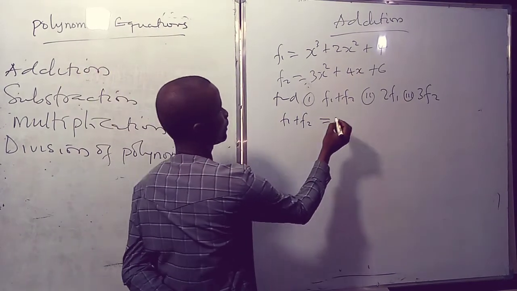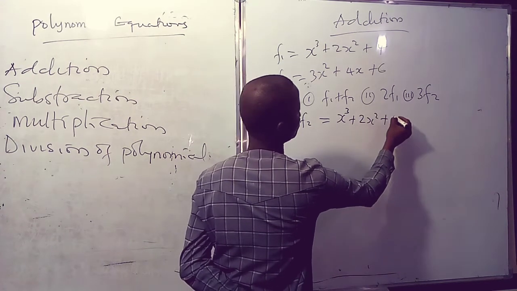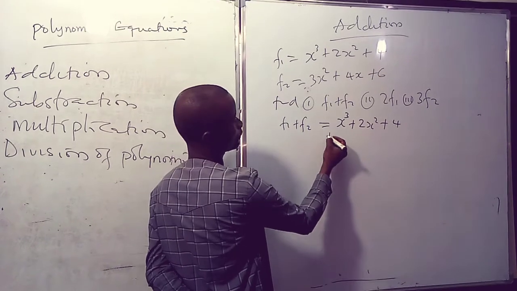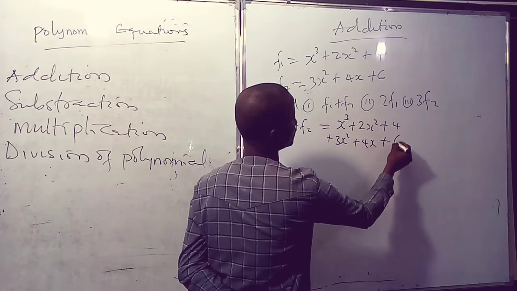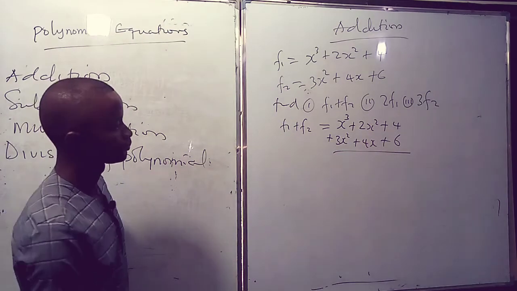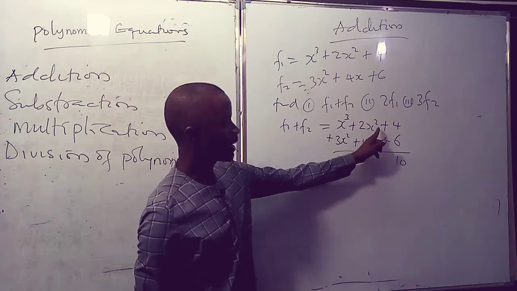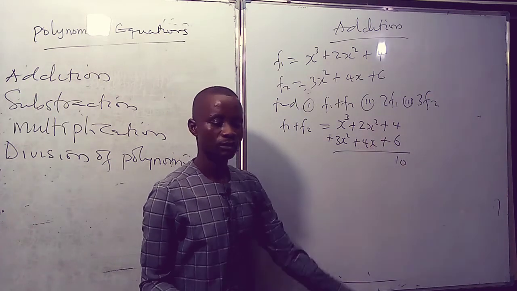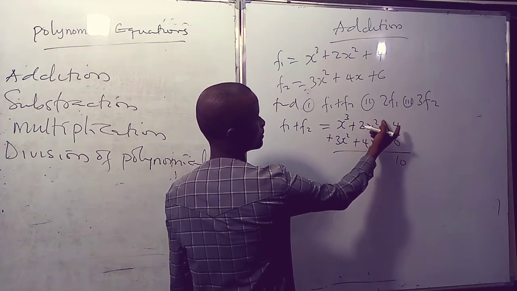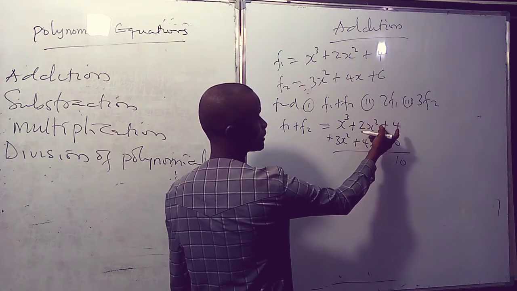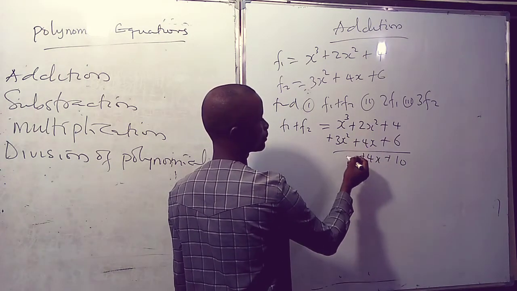What's tabular form? We have x raised to the power 3, this is for f1, plus 2x squared plus 4. And the f2, we have plus here. What is the f2? That's 3x squared plus 4x plus 6. And then you add. 4 plus 6 is 10. Now, in this case, you have x squared. Here you have x. You can't add x squared and x together. That shows that here x raised to the power 0, x raised to the power 1 will be here. That will be plus 4x. Here you don't have this one.